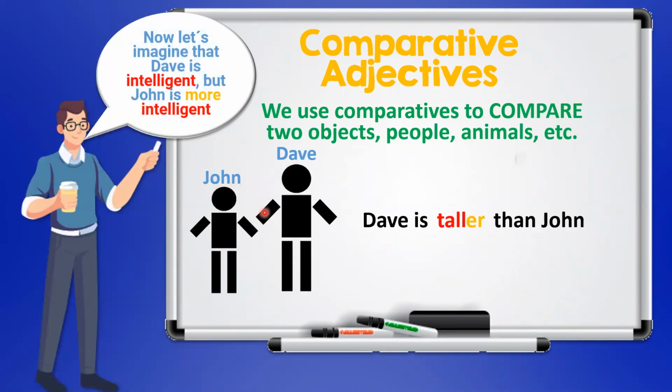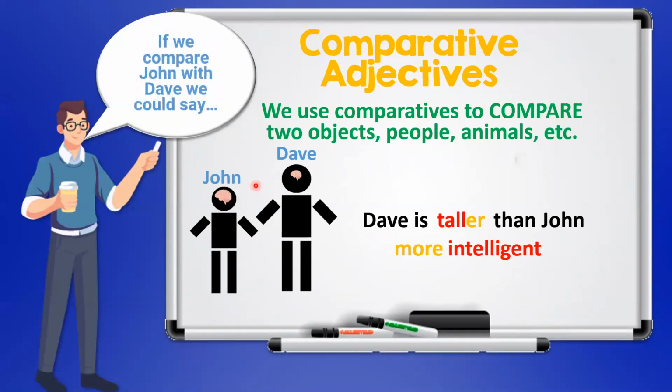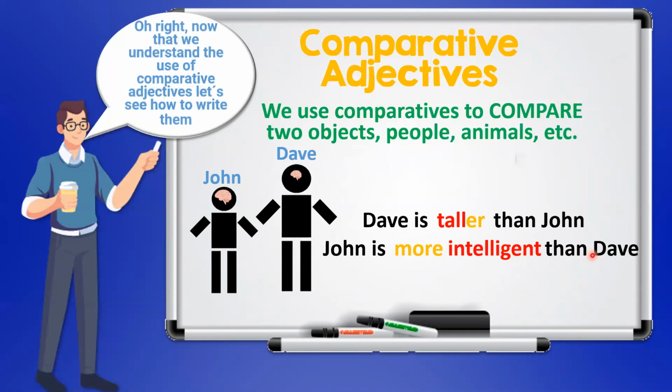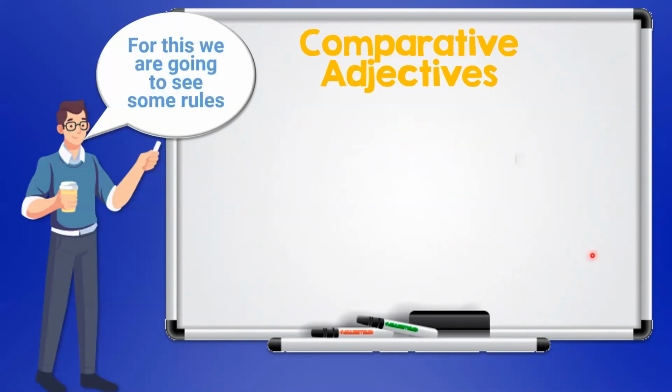Now, let's imagine that Dave is intelligent, but John is more intelligent. If we compare John with Dave, we could say John is more intelligent than Dave. All right, now that we understand the use of comparative adjectives, let's see how to write them. For this, we're going to see some rules.